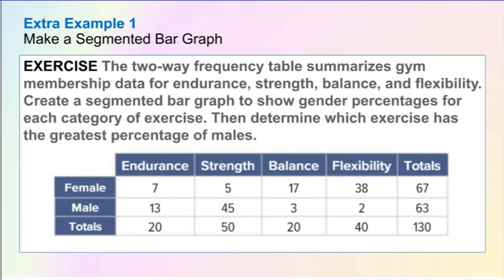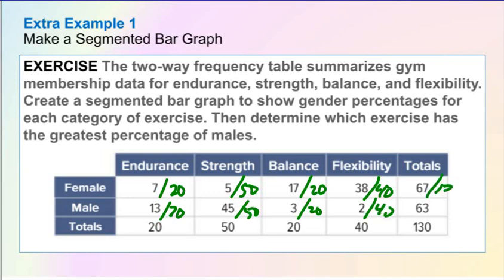Next, the two-way frequency table summarizes two members' data for endurance, strength, balance, and flexibility. Create a segmented bar graph that shows gender percentages for each category of exercise. Then determine which exercise has the greatest percentage of males. So we have the totals here. And we're going to divide these by 20, these by 50, these by 20, these by 40, and these by 130. Actually, we don't have to do the totals part.